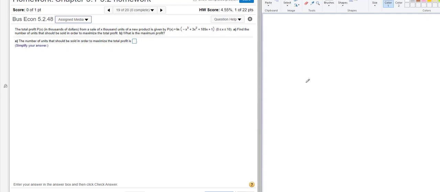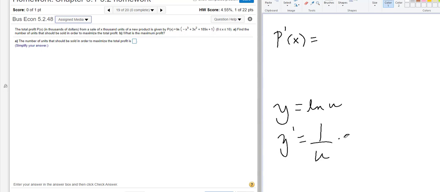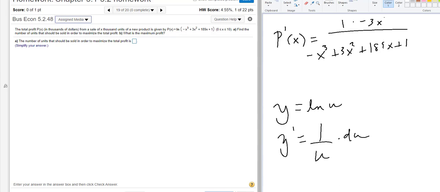So we want to find the first derivative of our profit function. Since it's a natural log, remember if y equals the natural log of u, then y prime is 1 over u, times the derivative of u. So in our case, it's 1 over negative x cubed plus 3x squared plus 189x plus 1, and with the chain rule, times negative 3x squared plus 6x plus 189.